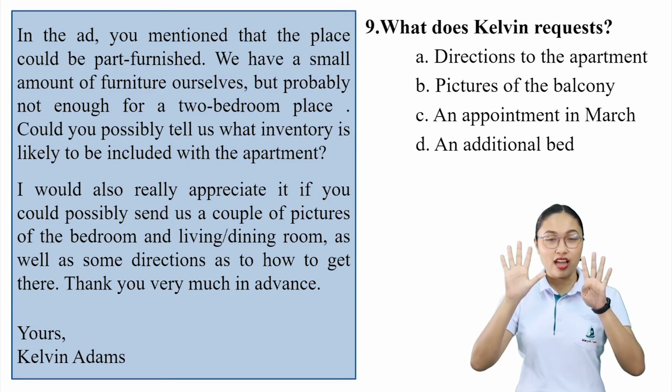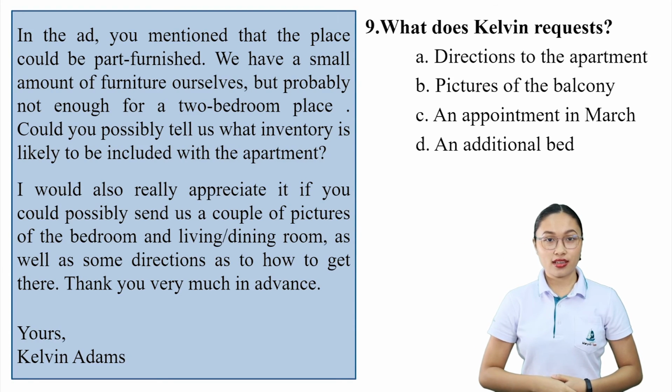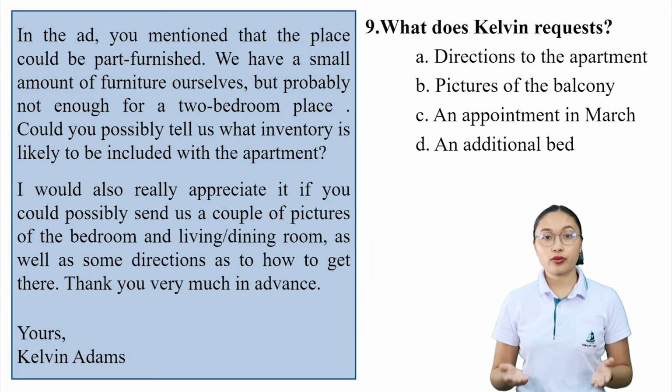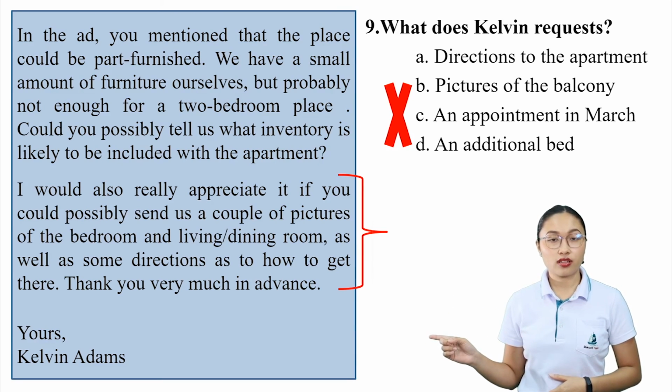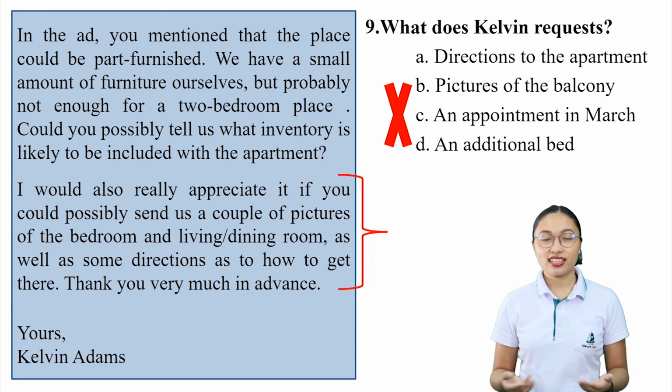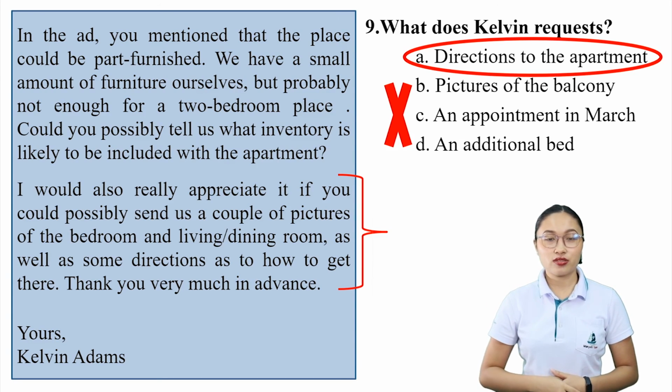Question number 9. What does Calvin request? Calvin would appreciate it if they could send pictures of the bedroom and the living or dining room, but not the balcony. Moreover, there is no mention of making an appointment in March, but rather on Monday. And lastly, an additional bed was not requested. Letters B, C, and D are not the answers. The answer is found in the last part of the email. What is his request? It is letter A, directions to the apartment.